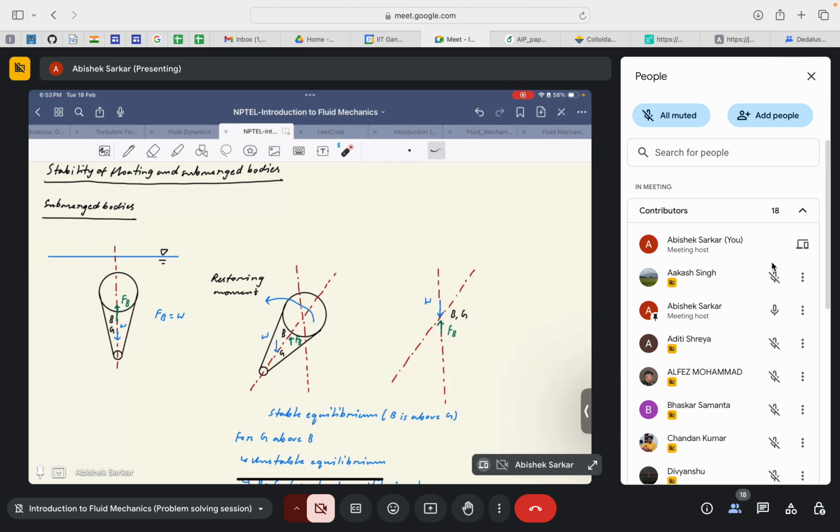So when we are discussing the stability of a submerged body, for practical purposes, not theoretical purposes, we are just considering bodies submerged in water. Because water is the liquid that is found most extensively on Earth, and all the engineering scenarios where we have to deal with floating and submerging are related to water.